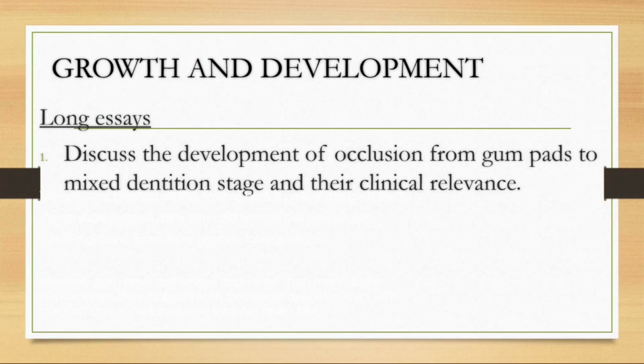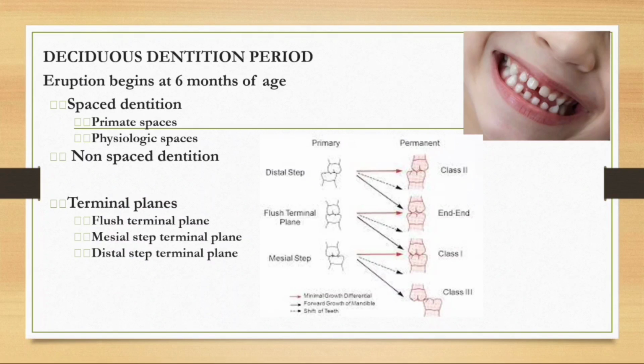The first question was in the chapter growth and development, and it's a very commonly asked essay question: the development of occlusion from the gum pad to the mixed dentition stage and its clinical relevance. As we all know, the eruption begins at 6 months of age, and there will be spaced dentition. The usual spacing between the teeth in deciduous dentition is known as primate space or physiological space.